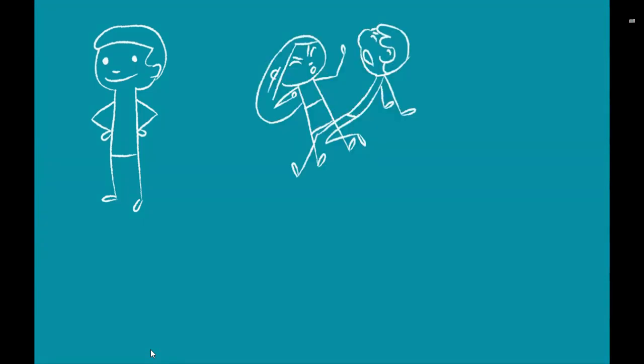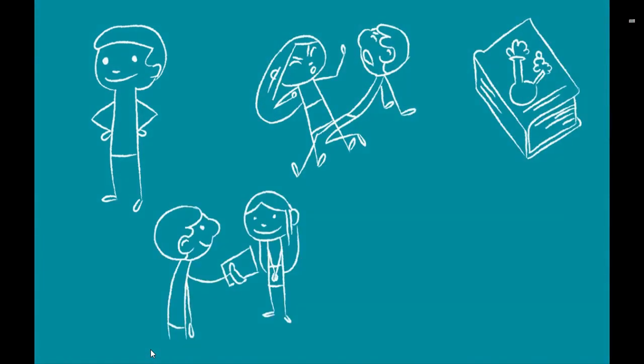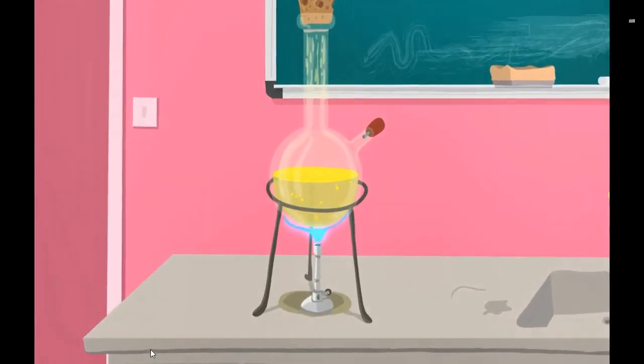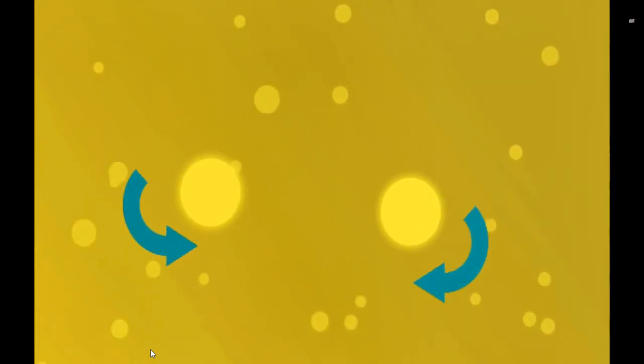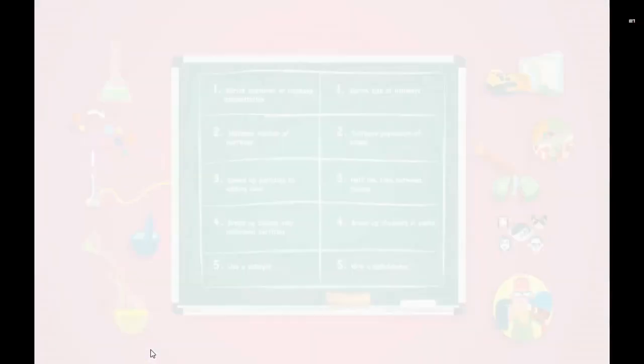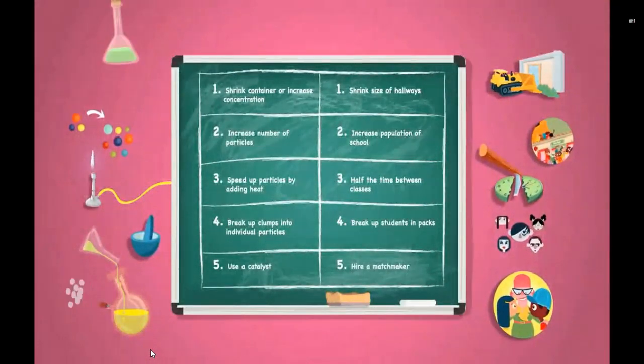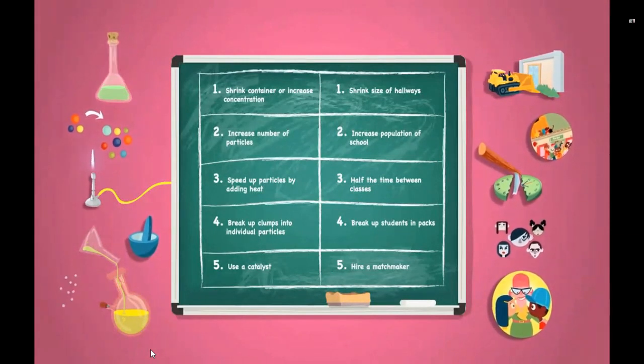So to sum up, if a future chemist wants a date for the dance, he must collide with another person and knock the books out of their hands. And if a chemist wants to make a chemical reaction occur, the particles must collide in the correct orientation with an appropriate amount of energy. And both of these processes can be accelerated using the five methods I've described.